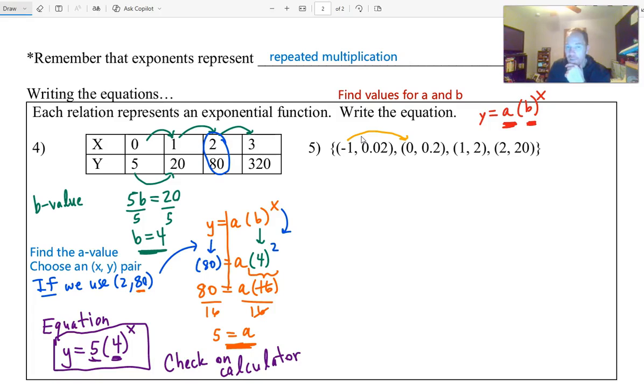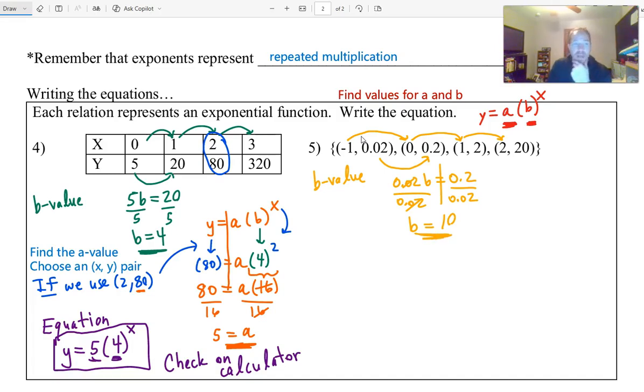So x is going from -1 to 0, then 0 to 1, then 1 to 2. That's pretty nice. Counting by ones, that's nice for x. But let's see, for the b value, if I go from 0.02 and I multiply by b, I'm supposed to get 0.2. Well, I can solve that. I'll divide by this 0.02, and divide that over there. Grab the calculator if you need to, but I'm pretty sure that one is 10. And I can double check that. 0.2 times 10 will give me 2. 2 times 10 will give me 20. So b is 10. All right.